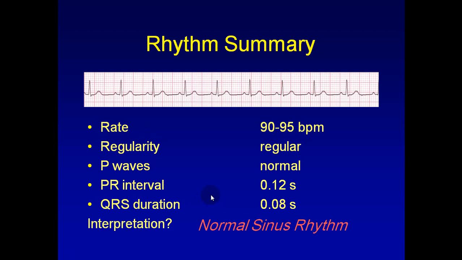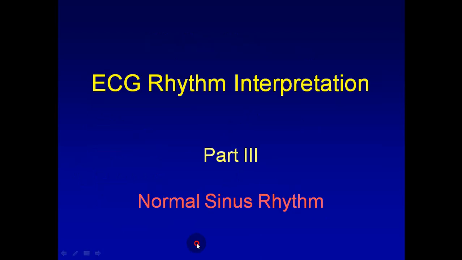So for normal sinus rhythm, find the rate for every ECG. At the end of this lecture, the student must know the rate, regularity, P wave, PR interval, and QRS complex. If we find these are all normal, this is a normal sinus rhythm.